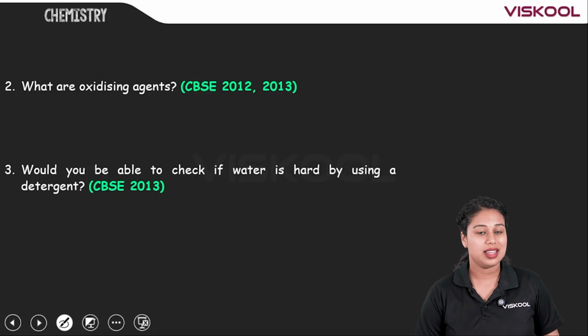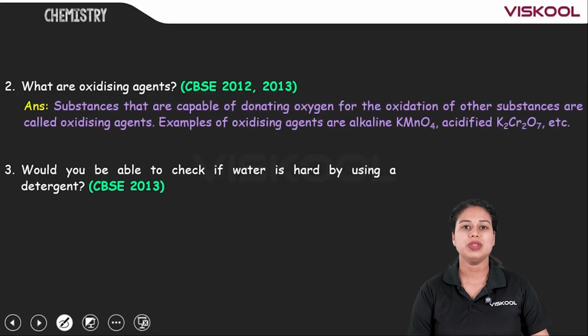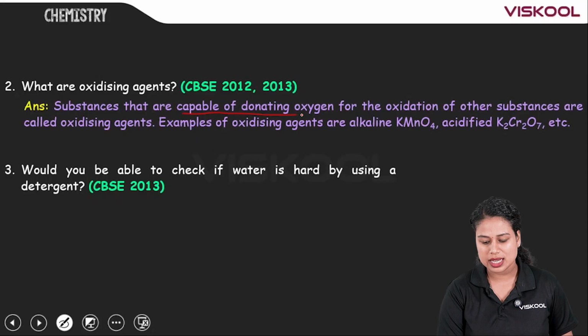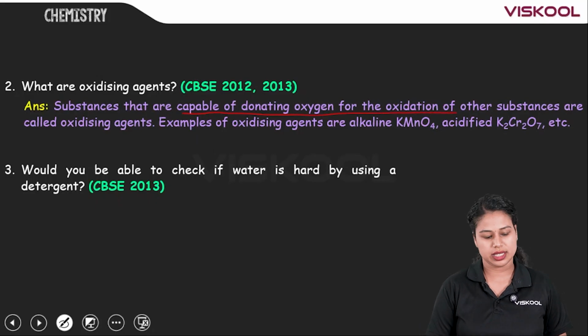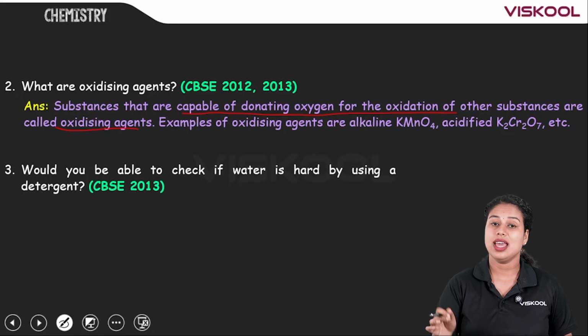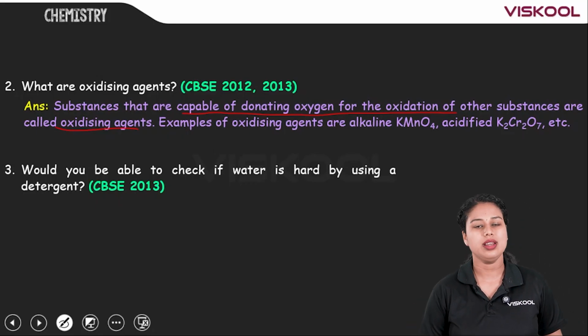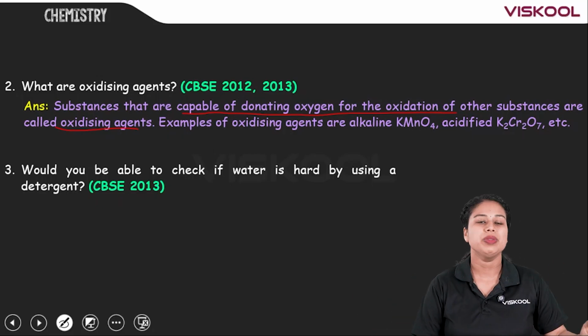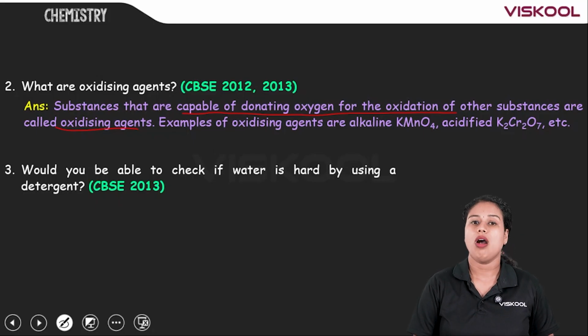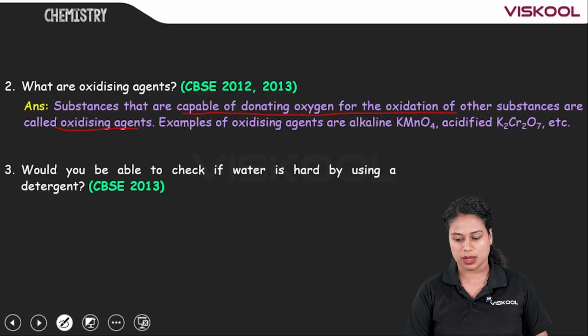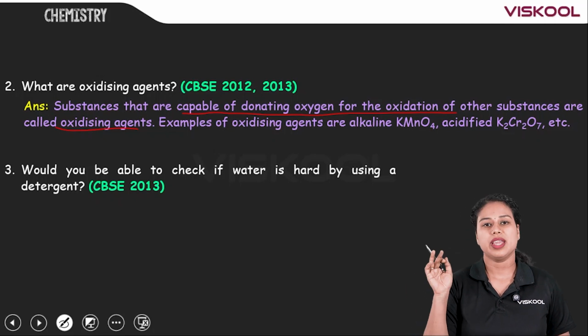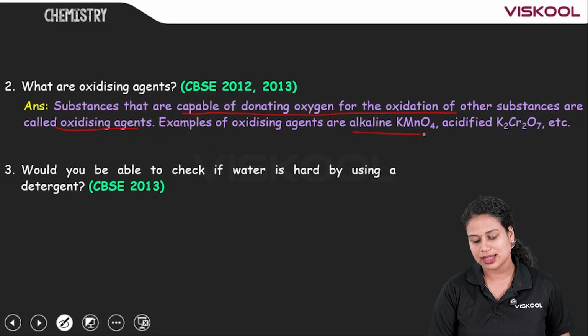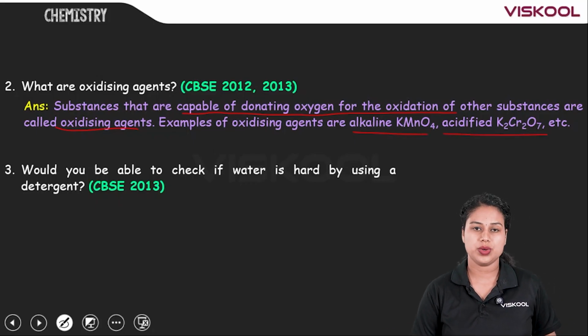Do you remember, in the second chapter and also in the third chapter, we have discussed oxidizing agents? Substances that are capable of donating oxygen for the oxidation of other substances are called oxidizing agents. Themselves they are getting reduced, right? By reducing themselves, they help others to get oxidized. Examples of oxidizing agents are alkaline KMnO4 and acidified K2Cr2O7, etc.